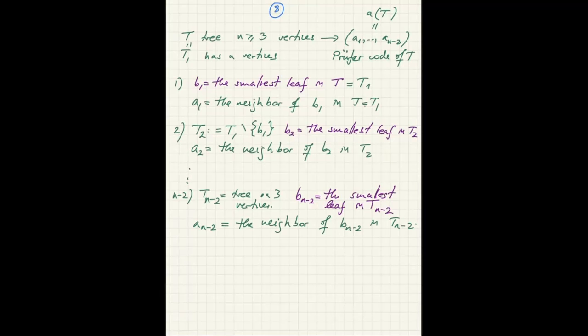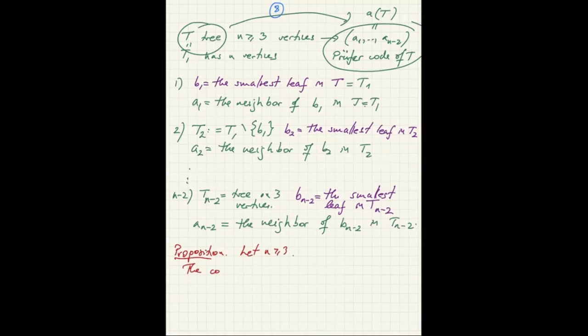So keep in mind this procedure. This is how you define the Prufer code. This is the way to go from the tree to this n-2 tuple, the Prufer code. And this is a proposition. Let n be greater or equal to 3.